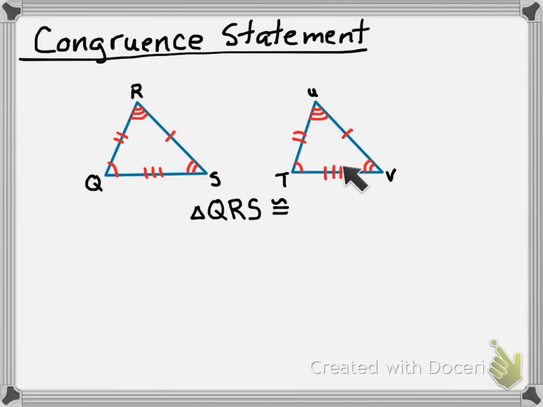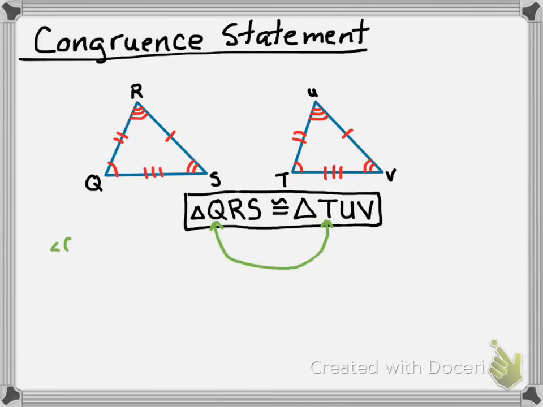But here's where it's a little specific. I have to name it the right way so that it matches this triangle. So I have to look and say, which angle matches the Q? Well, the T does. So triangle T, which angle matches the R? That would be the U. So U, and then which angle matches the S? That would be the V. So this is the congruent statement for these two triangles. Triangle QRS is congruent to triangle TUV.